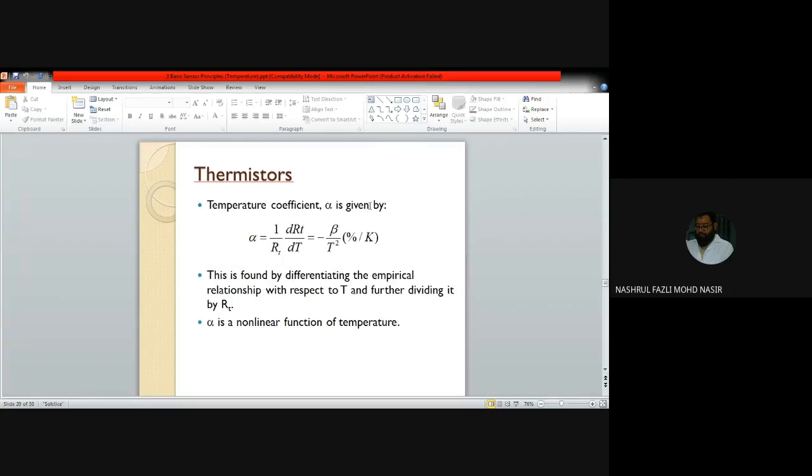Just now we have the beta and now we have the alpha. Alpha again, this is the equation. This is found by differentiating the empirical relationship with respect to temperature and further dividing by RT. Alpha is a non-linear function of temperature.